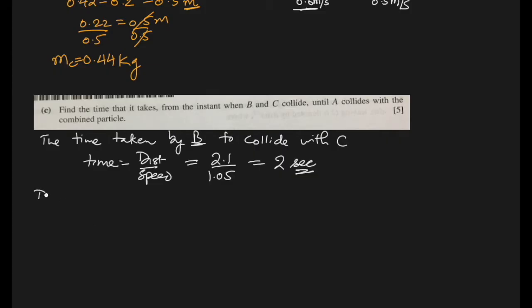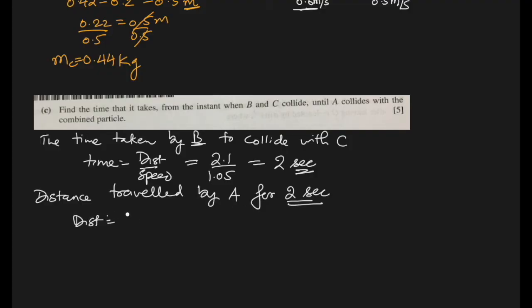Right? So the distance traveled by A for 2 seconds, because it was still moving in the direction of B and C. So in those 2 seconds, how much distance does A travel? So distance equal to speed times time. Speed of A was 0.6 times 2 seconds, 1.2 meters.